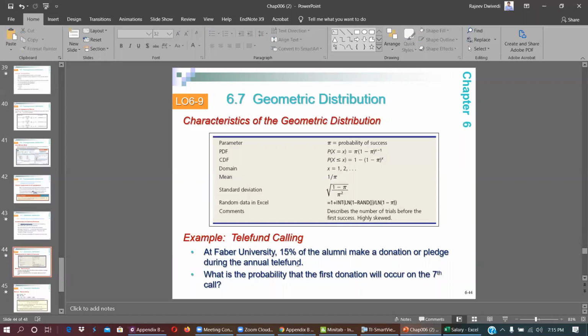It means anything that is happening, like when you play football, 15% is the probability of having a goal on every kick. What is the probability that the first goal will happen on the 10th shot, or 10th kick, whatever you can say.